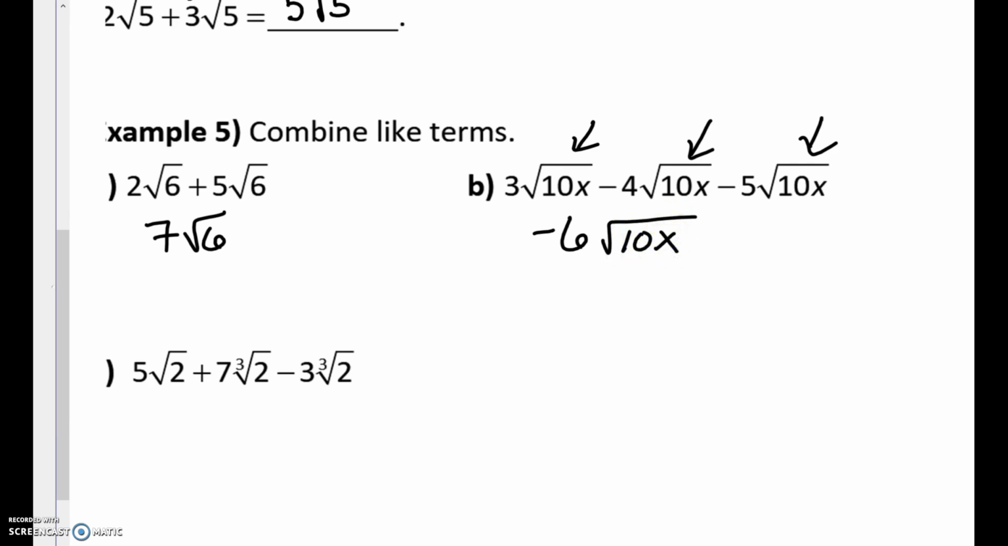Whereas this one, 5 root 2 plus 7 cube root 2 minus 3 cube root 2, the last two are like, but the first one is not. So it just sits at the front of the problem, while these actually combine. 7 minus 3 is 4 cube root of 2.